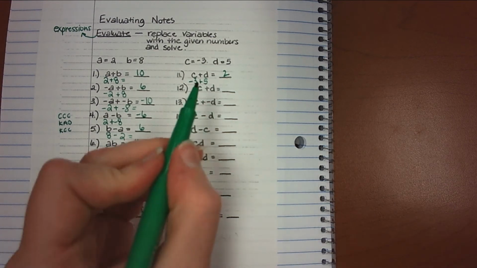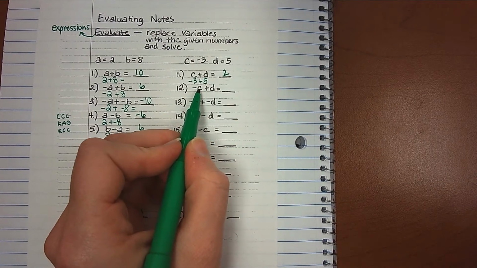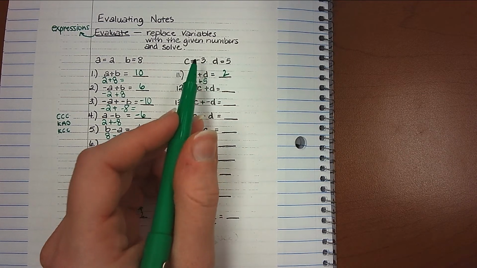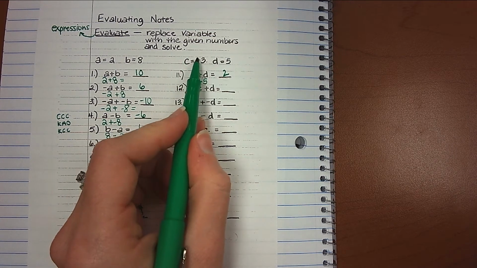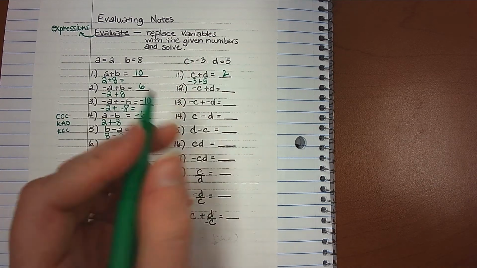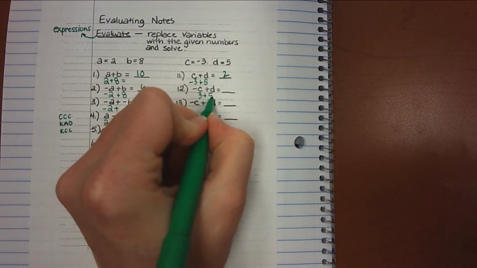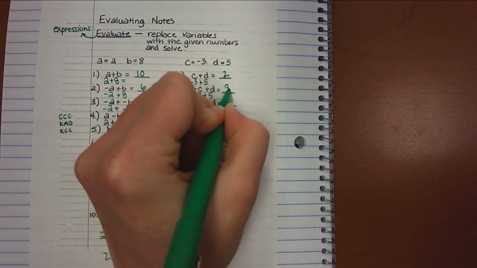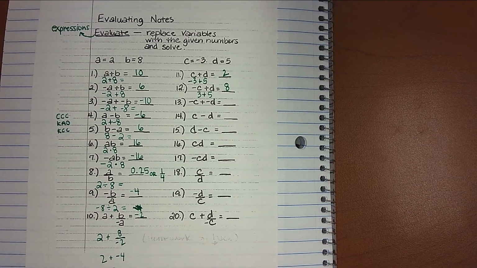The next one will explain why we read this as the opposite of C plus D. We read this as the opposite of C plus D because the opposite of -3 is +3. We wouldn't say -3. We would say the opposite of -3. And the opposite of -3 is +3 plus D is 5. And so 3 plus 5 equals 8. Signs are the same, so we add and keep. And we keep the positive sign, so we've got +8.